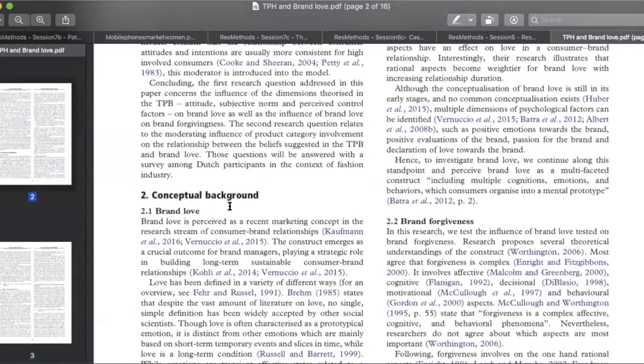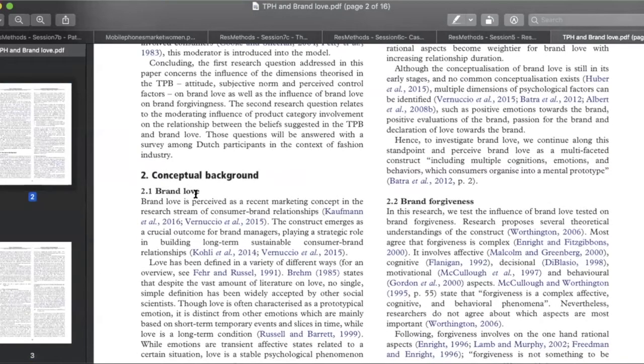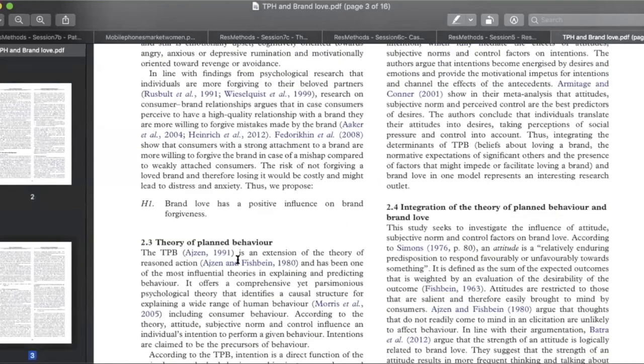Conceptual background: my concepts and how they support my work. Listen carefully. Number one, brand love is one concept. He puts it there. Number two, brand forgiveness. Okay. Then number three, he goes on to talk about the theory of planned behavior.